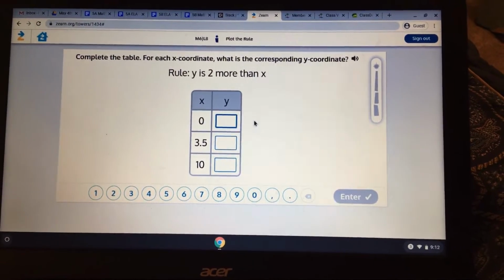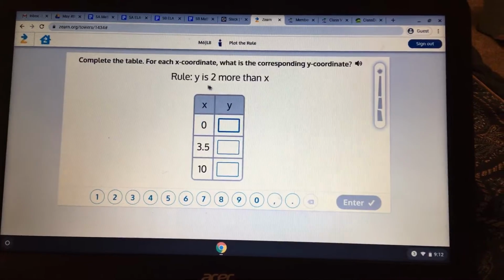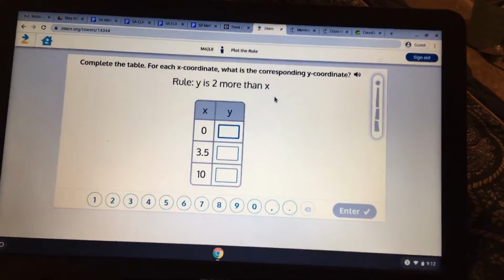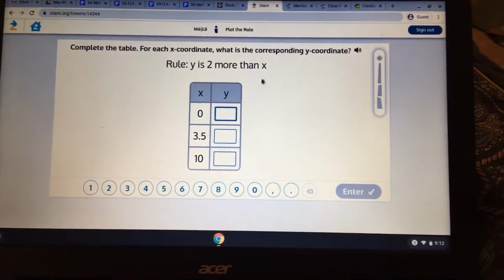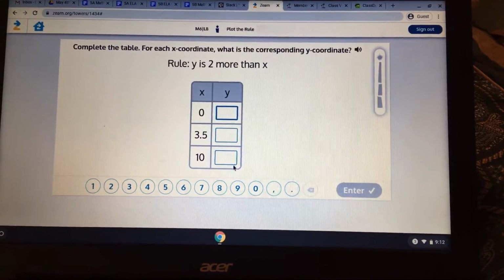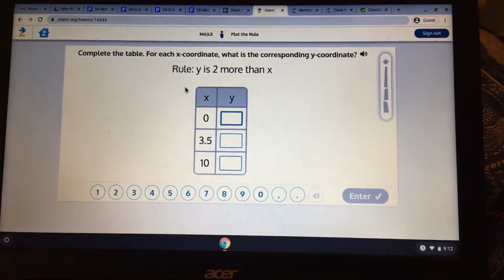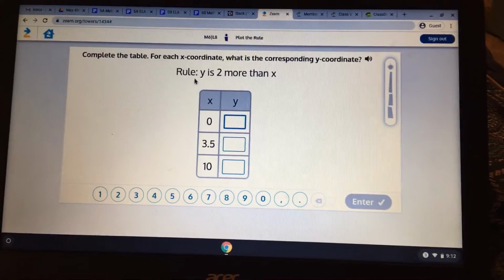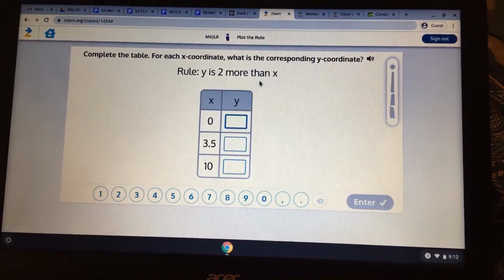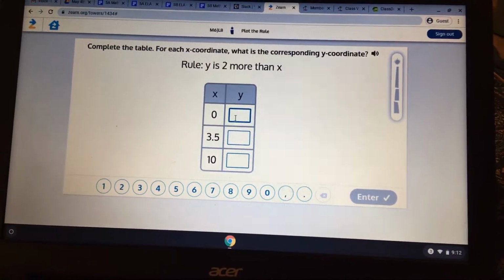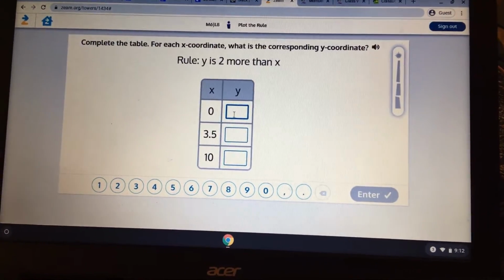I'm going to talk to you about how we look at a rule for an X and Y coordinate pair in order to determine what one of our coordinate pairs number is. So for our first question, it says Rule Y. The rule is that y is 2 more than x. So for this first one, if x is 0, 2 more than 0 is 2.